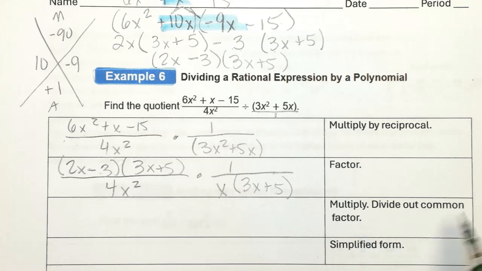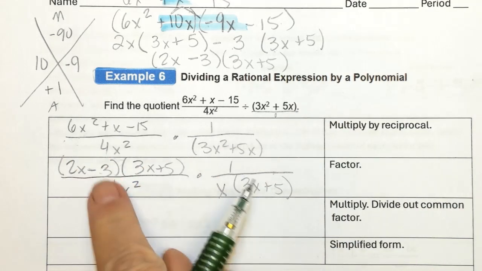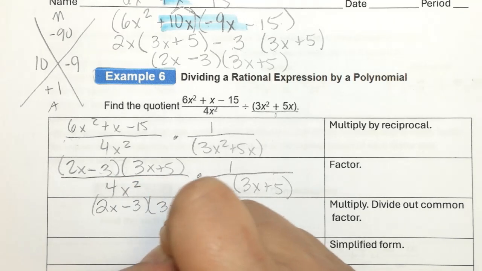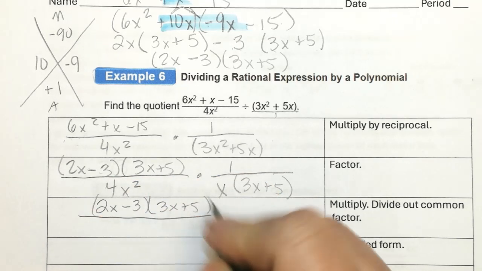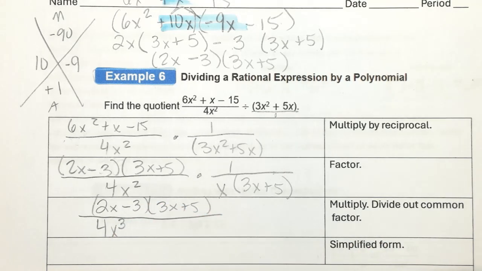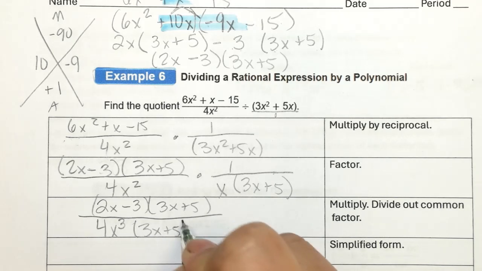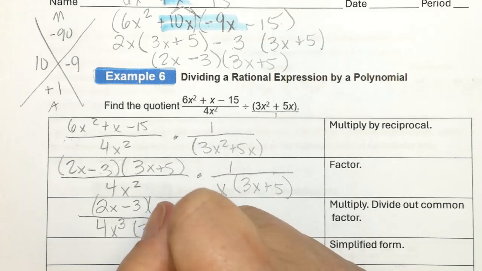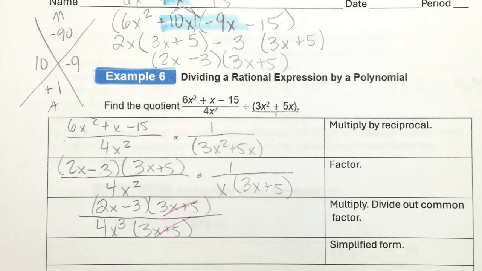So now we need to multiply and divide out the common factor. So we multiply anything by 1, it just becomes that. So we have 2x minus 3, 3x plus 5, and that is all over 4x squared times x is going to give us 4x cubed, and then times 3x plus 5. All right, so we can see that these two factors are the same, so we are able to divide those out. And what are we left with? So we're left with 2x minus 3 over 4x cubed.